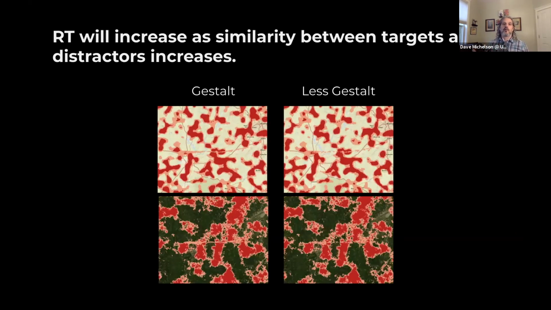As we increase the similarity between the targets and the distractors, the reaction time should also increase. And we did see that, and I showed you that in those graphs. But again, as the reaction time started increasing, it's getting harder to make out the difference between those contours, especially with the less Gestalt. You can see, especially in this rough edged medium cluster, that it starts getting really hard to see that edge.